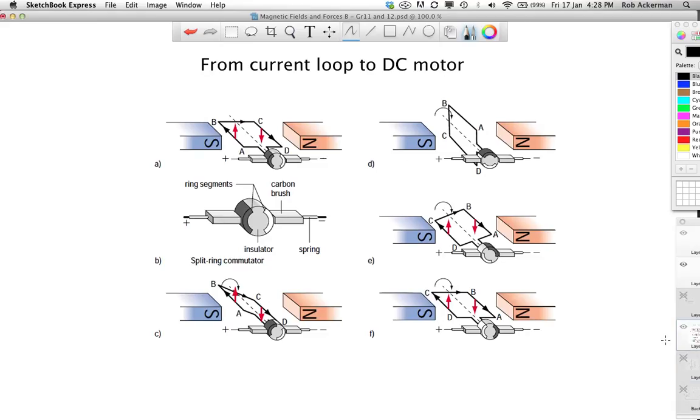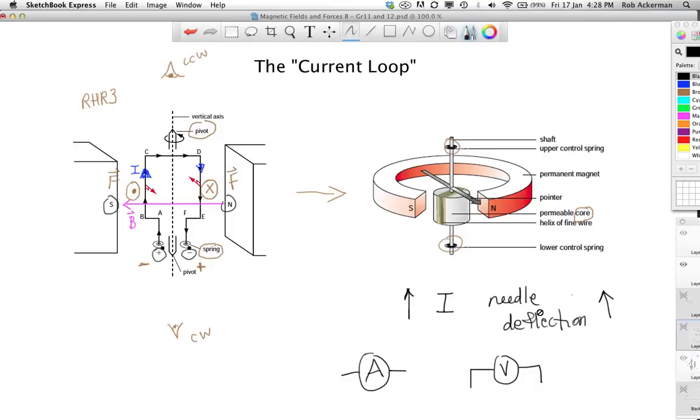Let's carry this a step further. We're going to start talking about a motor now, and this is actually where we're going to finish off. But if you remember back here, I told you that this loop would rotate around halfway, and then the terminals would reverse themselves, and the forces would reverse, and it would go back. It would kind of flip back and forth all day.